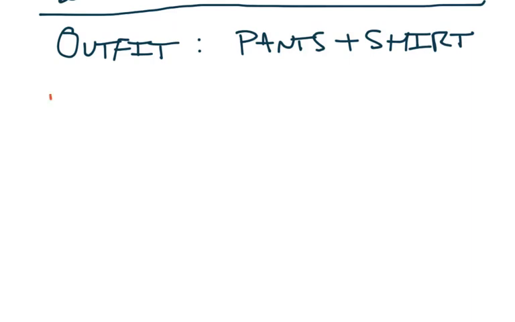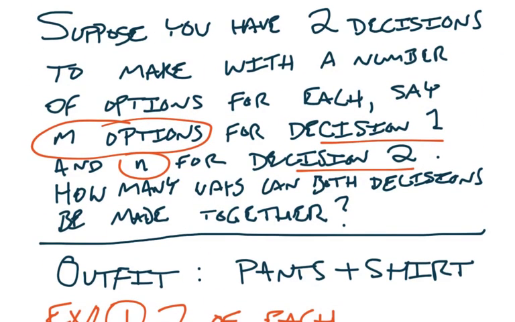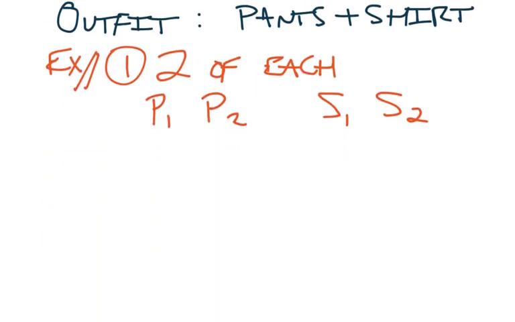So for this first example, all right, for example 1, let's say we have 2 of each. All right, so we have 2 pairs of pants, and we have 2 shirts to choose from. Let's call the 2 pairs of pants P1 and P2, and the 2 shirts S1 and S2. And so the question is, how many outfits can we make here, right? Because we're viewing an outfit as a decision that we have to make, right? You have 2 decisions to make. One decision is choosing the pants, and the other decision is choosing the shirt.